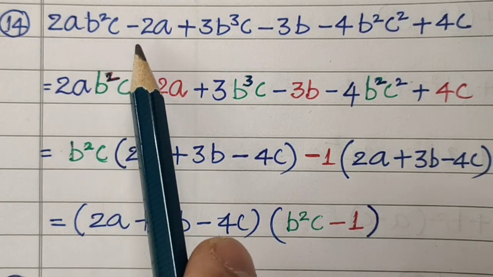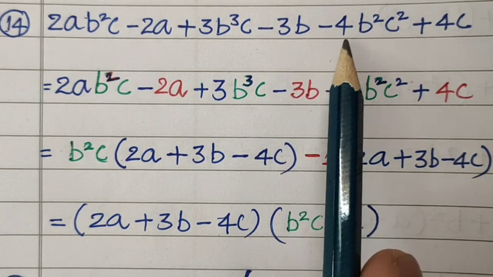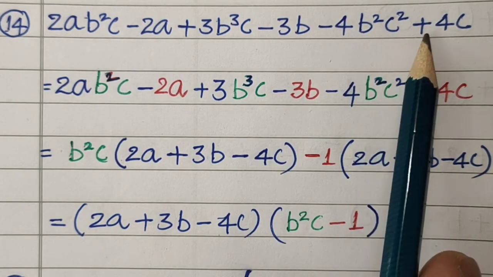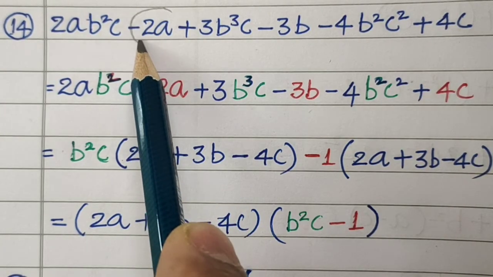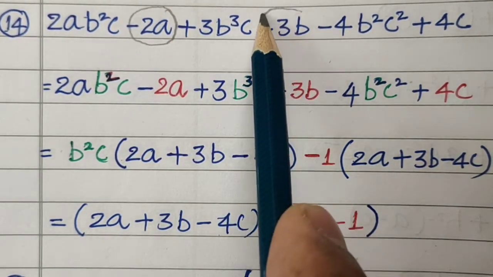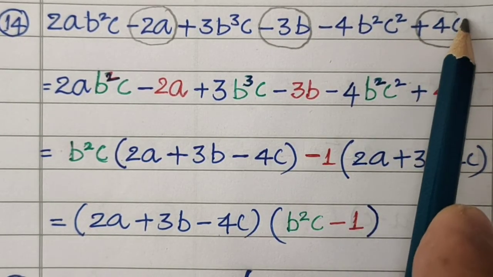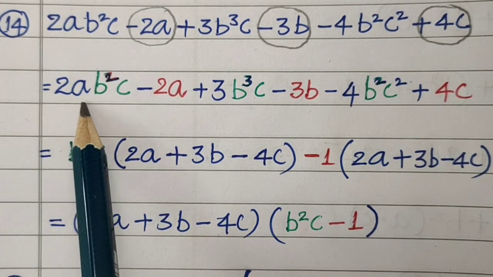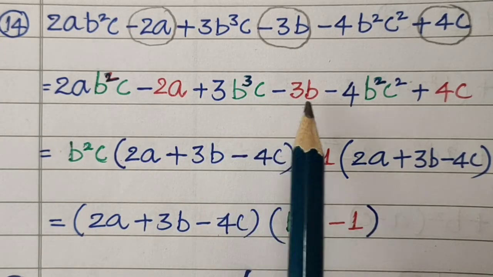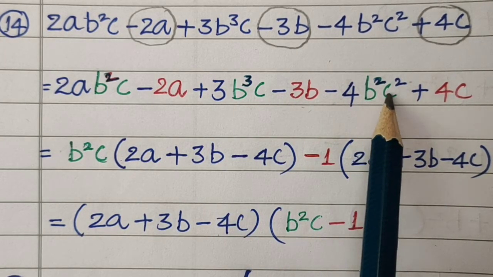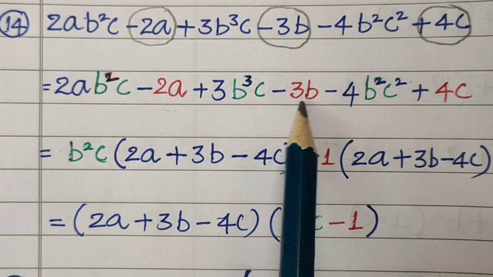Factorize 2ab square c minus 2a plus 3b cube c minus 3b minus 4b square c square plus 4c. Carefully observe: you cannot take any common out of these three parts, minus 2a, minus 3b and plus 4c. Keep them as it is. We are keeping these three aside because nothing we can take out common out of these.